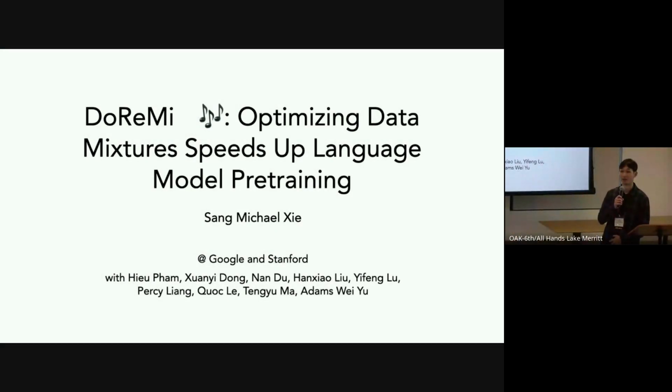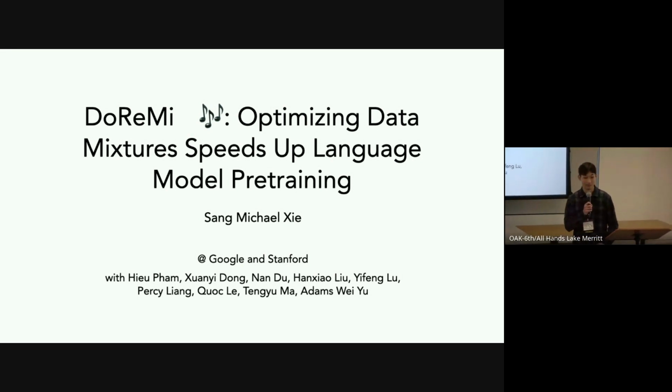I'm a PhD student at Stanford. I'll be talking about our project on optimizing the data mixtures for pre-training language models more efficiently. It's called DoReMi. This is joint work between Google and Stanford, with a lot of great collaborators, including Percy there and also Hugh in the audience.